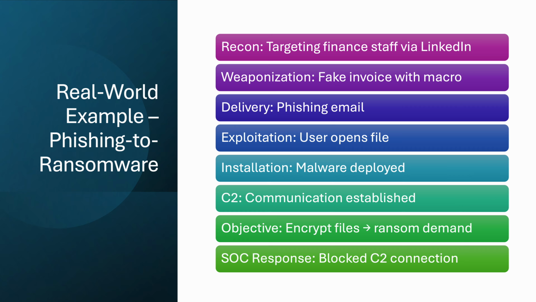But in this case, the SOC detected abnormal outbound traffic during the C2 stage. They blocked the domain, isolated the host, and prevented the ransomware from spreading. That's how defenders break the kill chain in action.